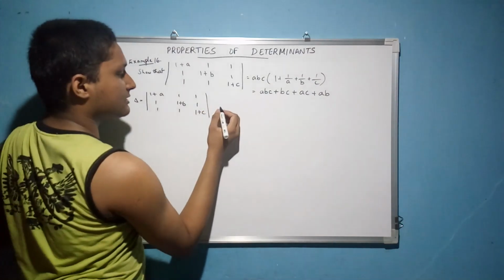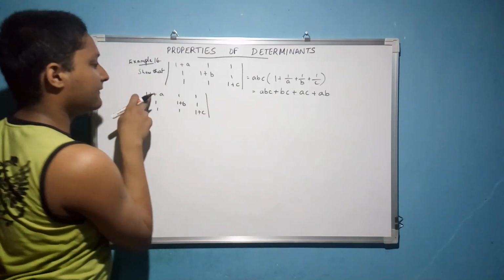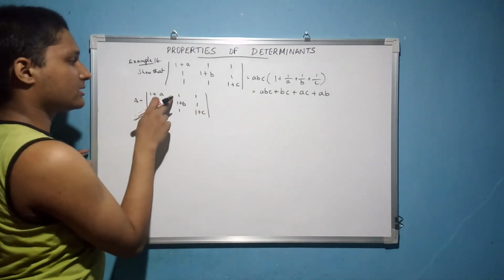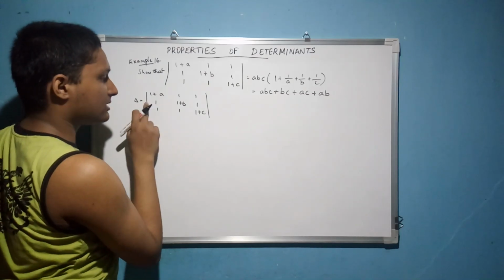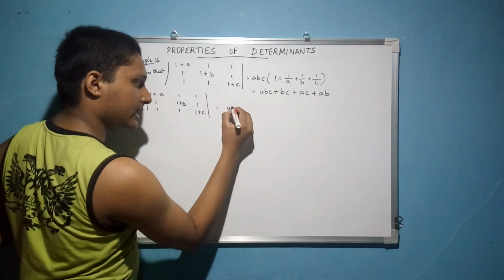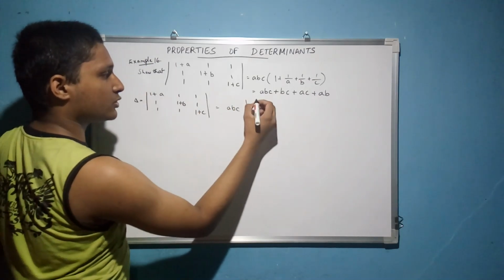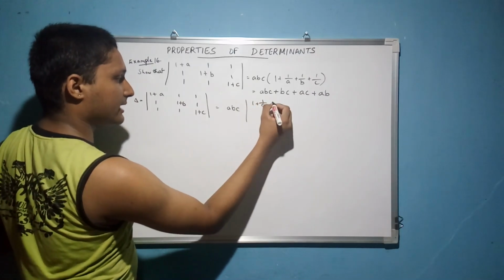Now first of all I need abc outside. For that I'll take a out of the first row, b out of the second row, and c out of the third row. I get abc. So if I take a from the first row, it becomes 1 plus 1 by a.